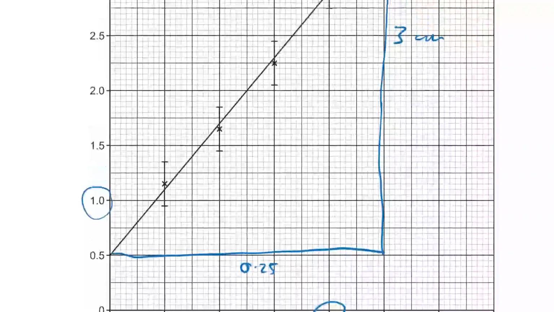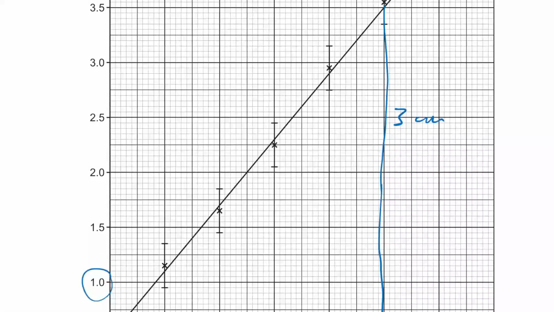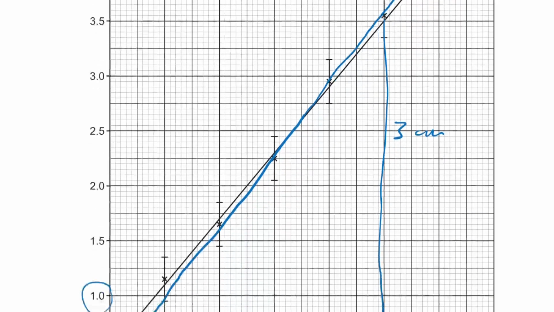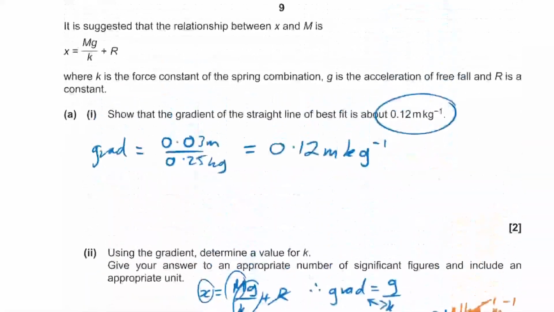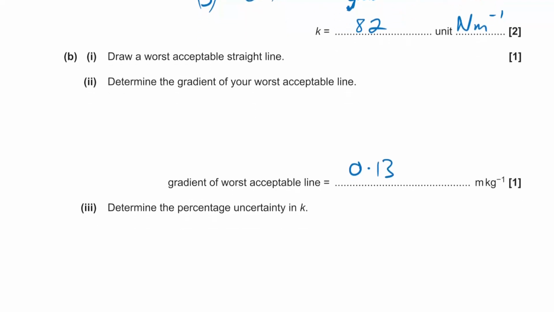Of course, it needs to be the maximum or minimum gradient that passes through all of the error bars. So let's go for the highest possible gradient. I think it is going to hit that bottom one there. It doesn't necessarily have to hit the bottom of the first error bar, but it so happens that that is the case here. There we go. And I'm going to say that that ends up being about 0.13 meters per kilogram. Determine the percentage uncertainty in K.